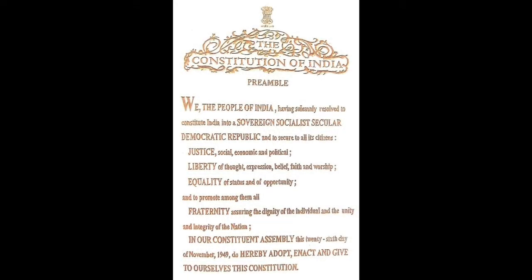The Constitution of India. Preamble. We, the people of India, having solemnly resolved to constitute India into a sovereign, socialist, secular, democratic republic and to secure to all its citizens justice, social, economic and political, liberty of thought, expression, belief, faith and worship, equality of status and of opportunity, and to promote among them all fraternity, assuring the dignity of the individual and the unity and integrity of the nation. In our Constituent Assembly, this 26th day of November 1949, do hereby adopt, enact and give to ourselves this Constitution.